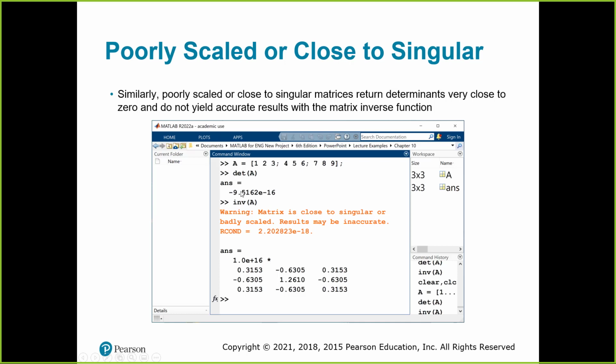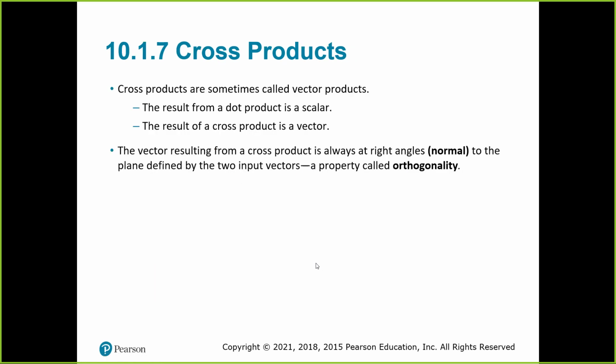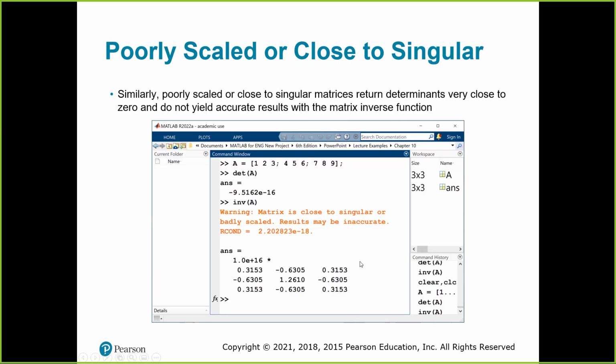Yeah, I mean, that's very, very close to 0. Okay, any questions on that? No, he just muddled his way through.